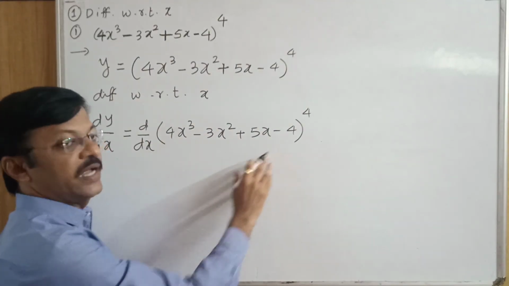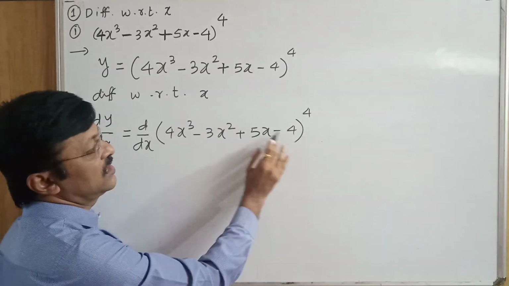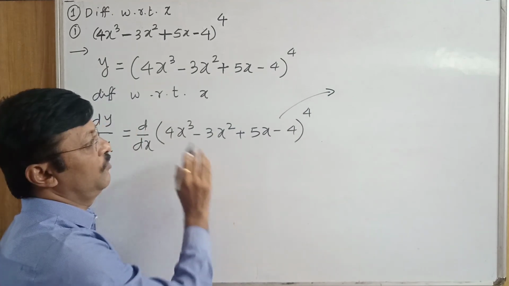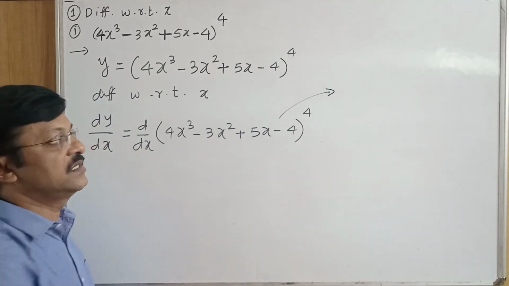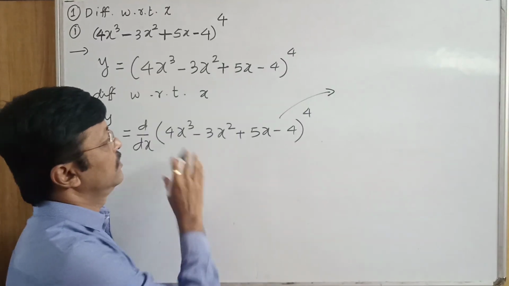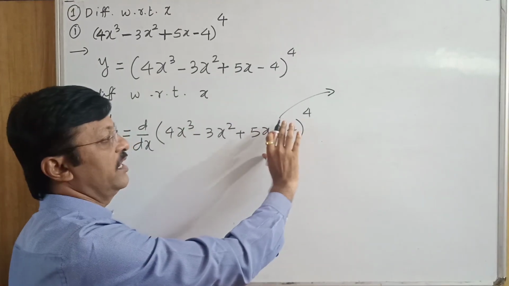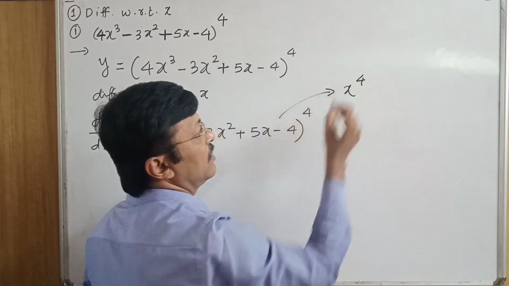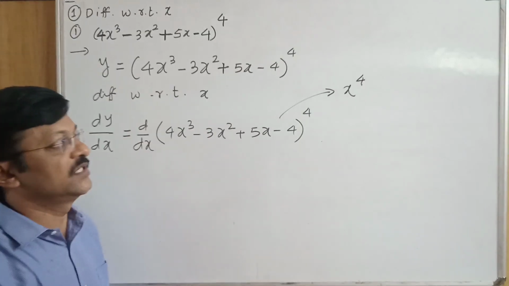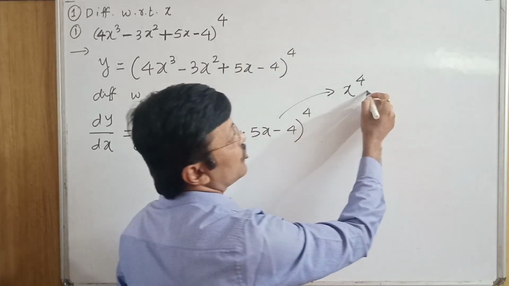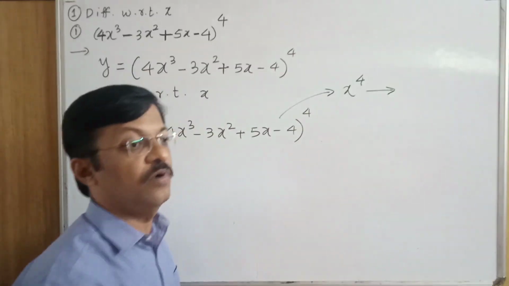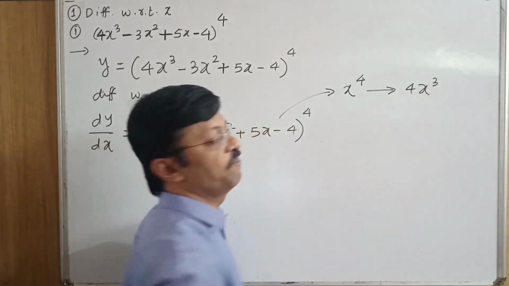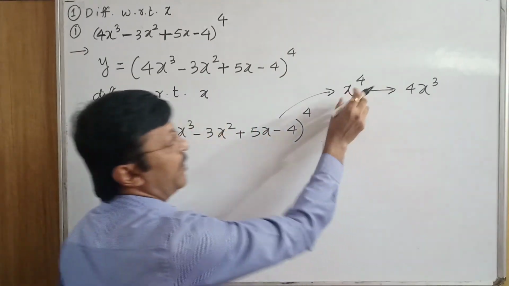Now this is not a standard function, so you have to compare this function with a standard function similar to this. Now which function is similar to this function? This bracket contains some expression. This bracket raised to 4 looks like simply x raised to 4, which is a standard function. Now its derivative should be known to us. X raised to 4, its derivative is 4x cube. So 4x cube is the derivative of x raised to 4.